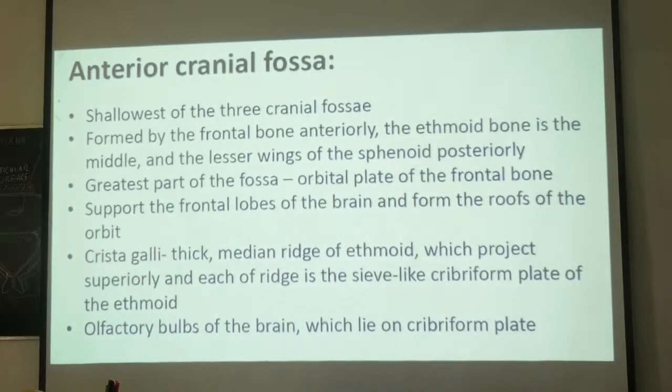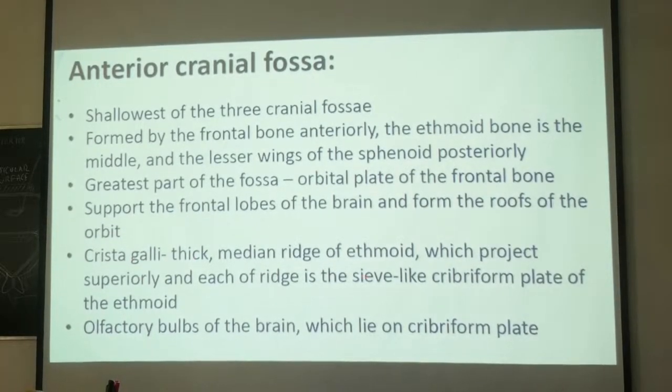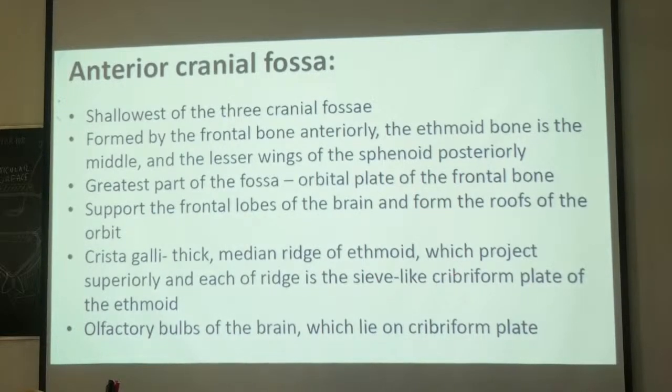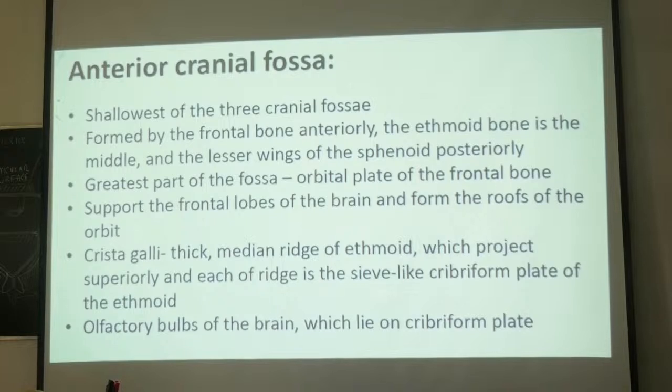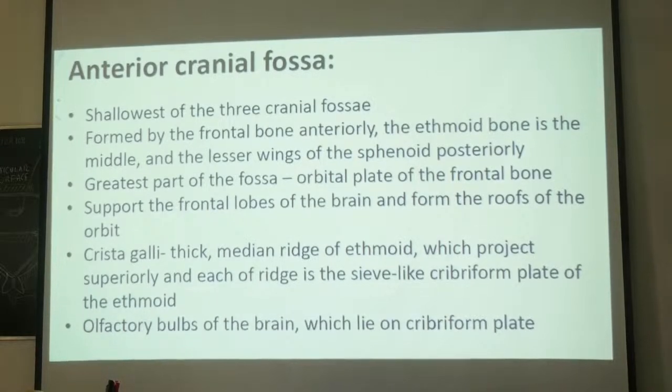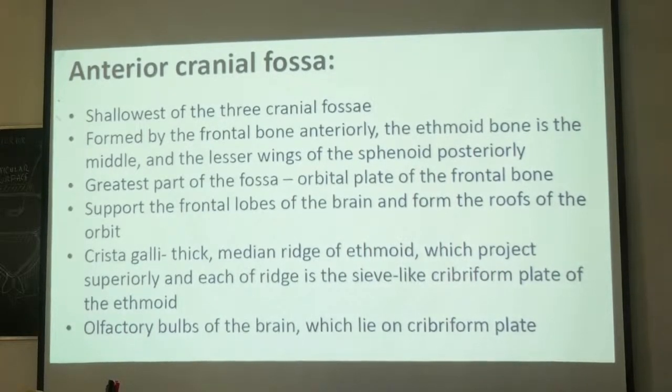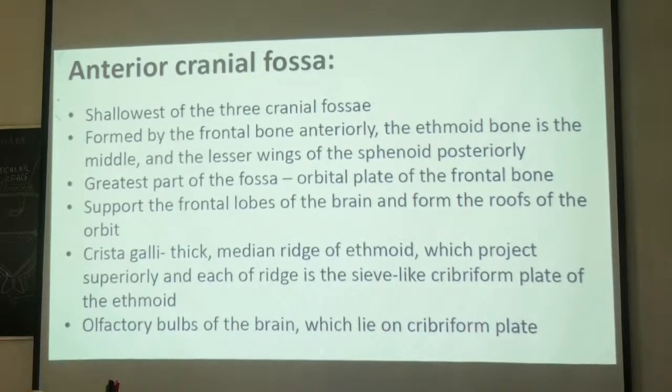The frontal lobes of the brain and form the roofs of the orbit. Next is crista galli. Crista galli is a thick median ridge of the ethmoid which projects superiorly. On each side of the crista galli there is the sieve-like cribriform plate of the ethmoid, and the olfactory bulbs of the brain lie on the cribriform plate.